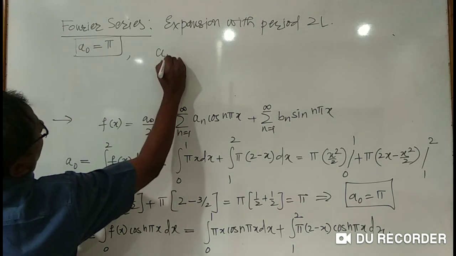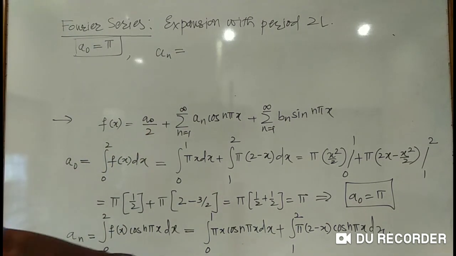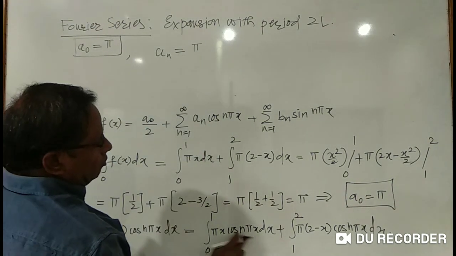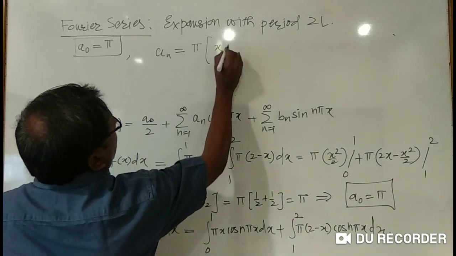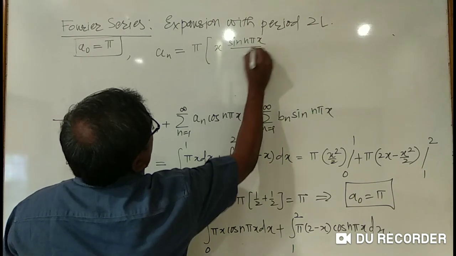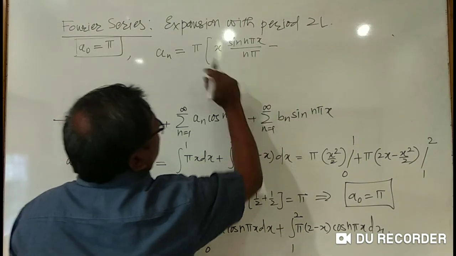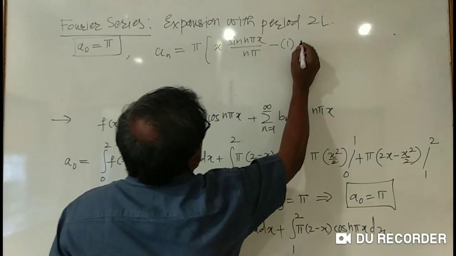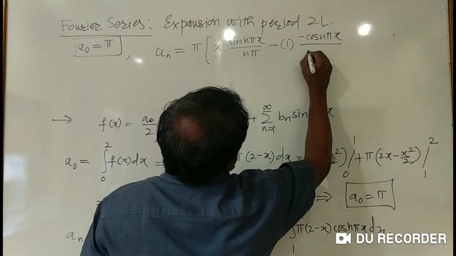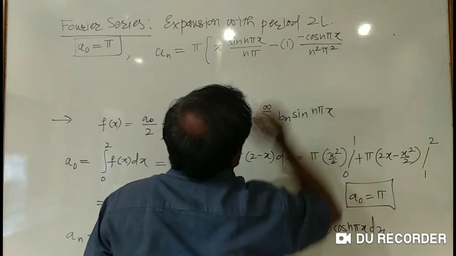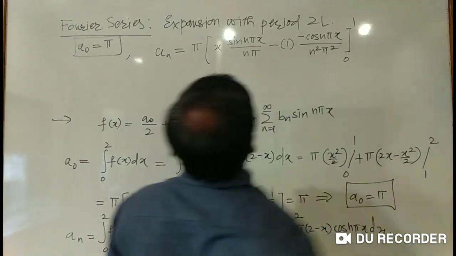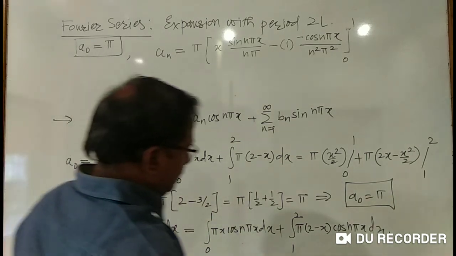So here, continuing the calculations, an equals this first integral: pi you can take outside, integral of x cos n pi x. First function x, integral of cos n pi x is sin n pi x upon n pi, minus derivative of x into integral of sin n pi x, which is minus cos n pi x upon n square pi square, within the limit 0 to 1.